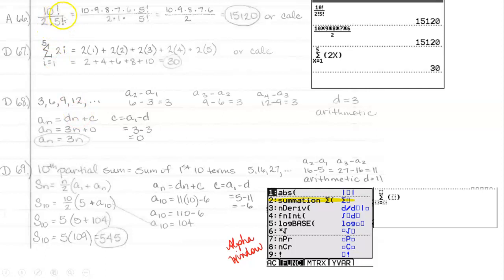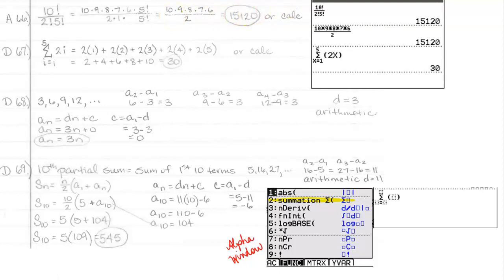For 66, they asked us to do 10 factorial over 2 factorial, 5 factorial. So 10 factorial literally means 10 times 9 times 8 times 7 times 6 times 5, 4, 3, 2, 1. 5, 4, 3, 2, 1 is 5 factorial. So we can just stop there and cancel those top and bottom. And so that takes care of this 5 factorial. And then all we have is the 2 factorial on the bottom. That's 2 times 1. So that would be 10 9 8 7 6 over 2.